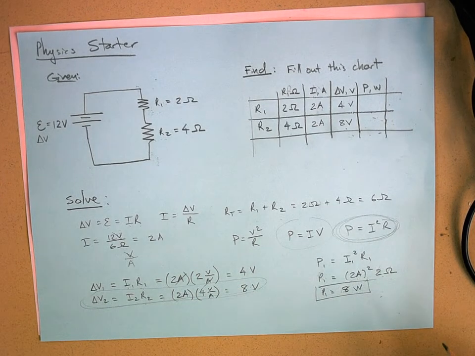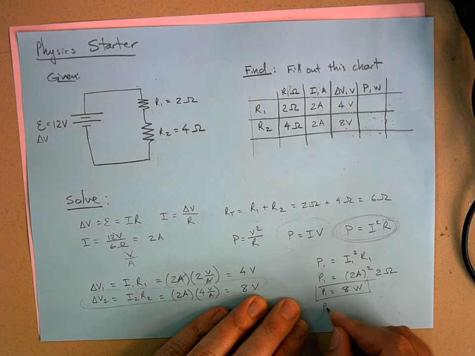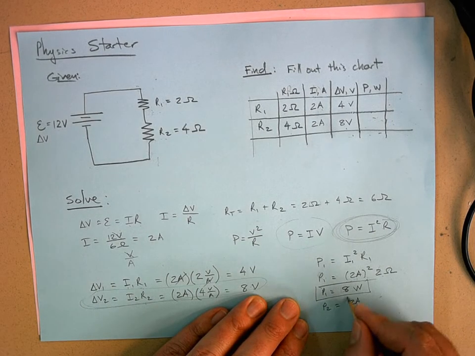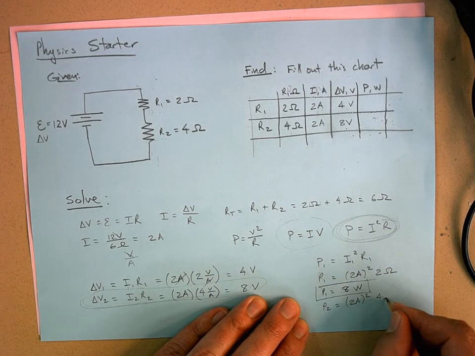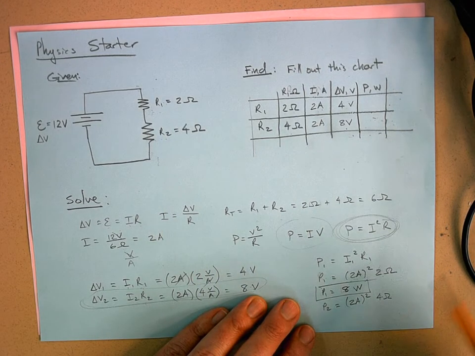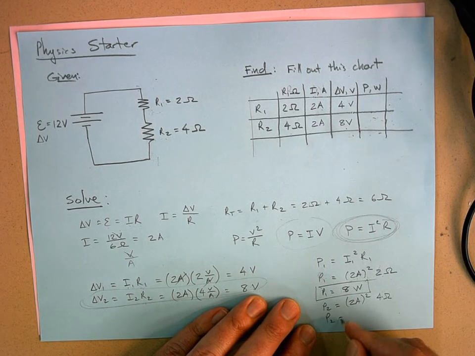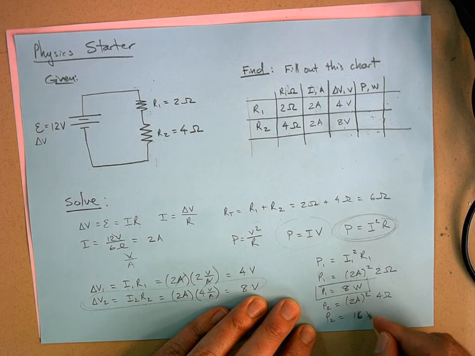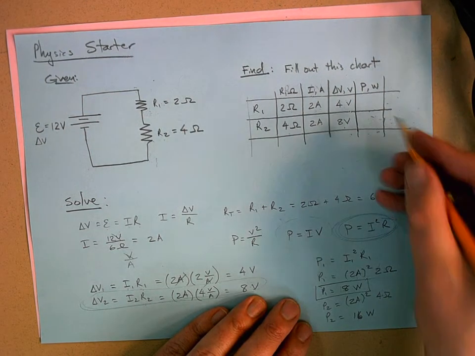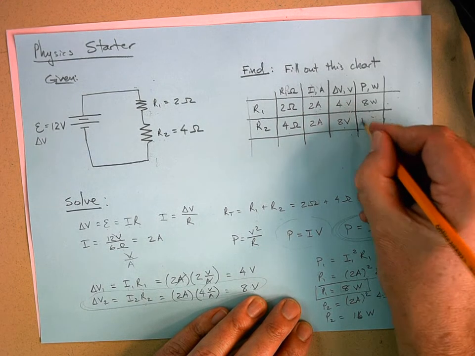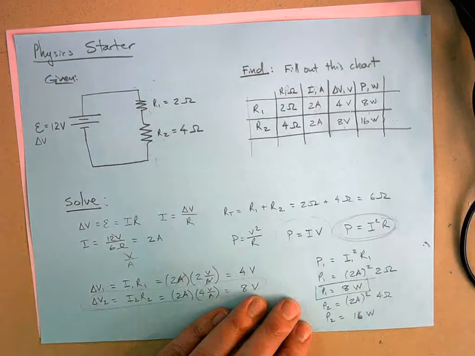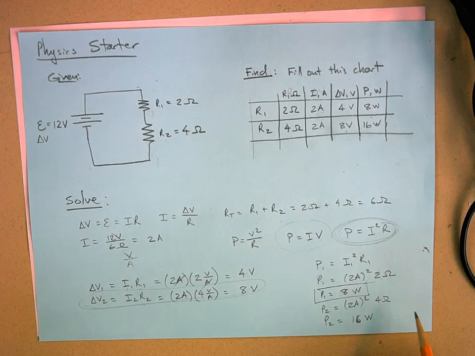Okay. And then we can do the same thing for P2. It's the same current, but the resistance is 4 ohms. So this is going to be 2 squared times 4, which is 16. So what did we say? P1 was 8 watts, P2 is 16 watts. And we're done. Now we can do some things to check to make sure this has to be right.